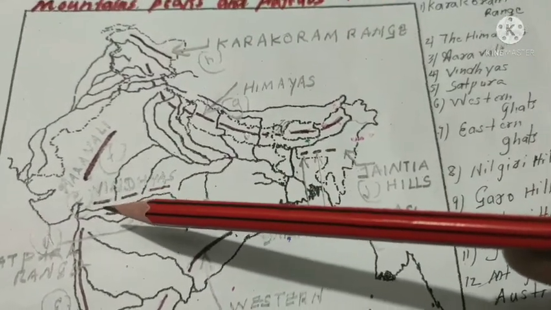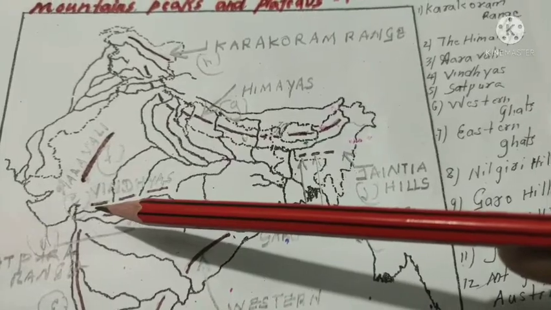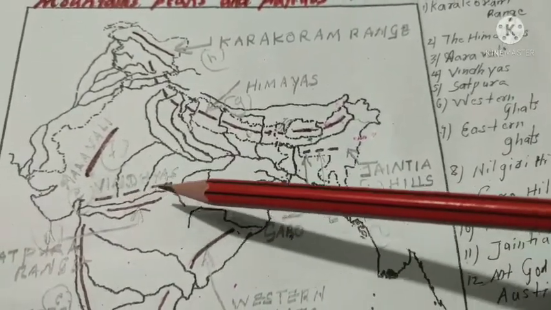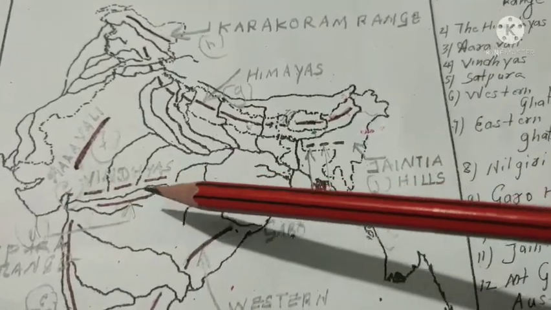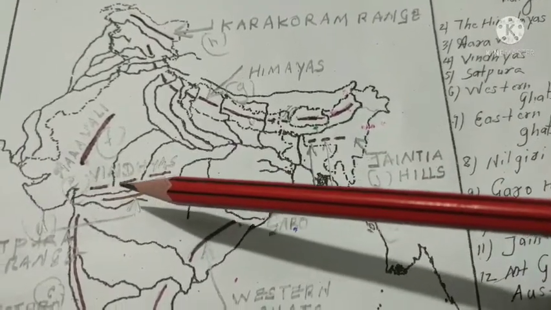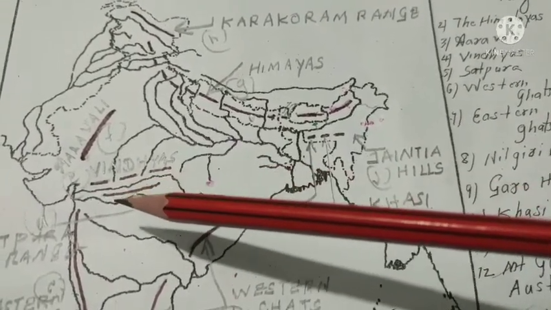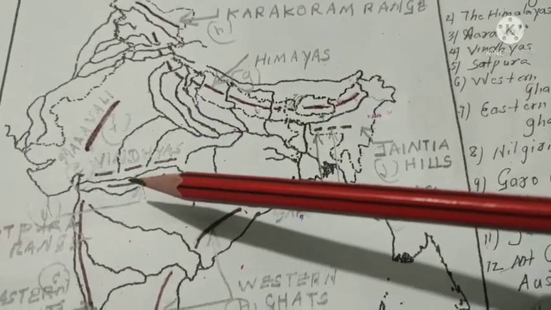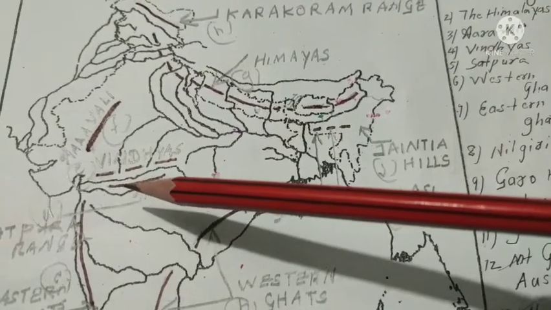Vindhya range. Here you can see that the Vindhya range you have to draw in a broken line without touching the rivers, from here to here. If it touches the river, you will lose the mark. Next is the Satpura range. The Satpura range is situated between the river Narmada and Tapti, from here to here.